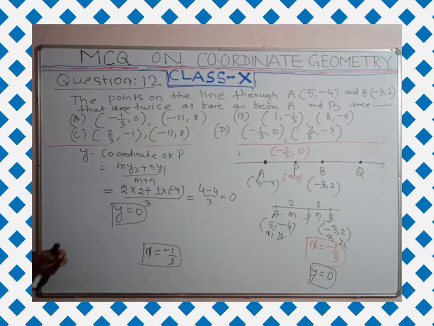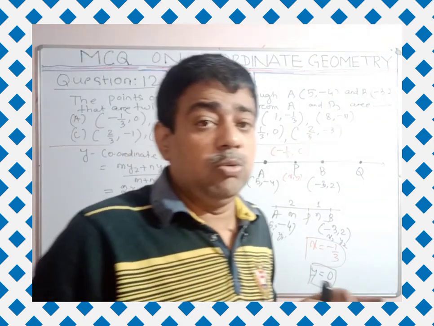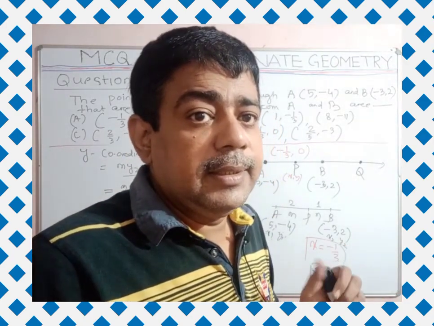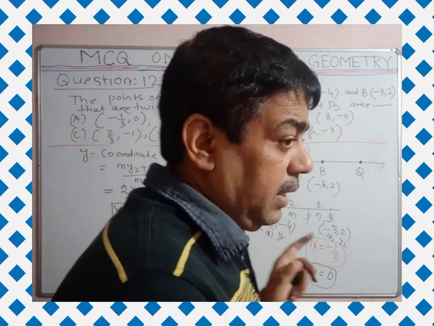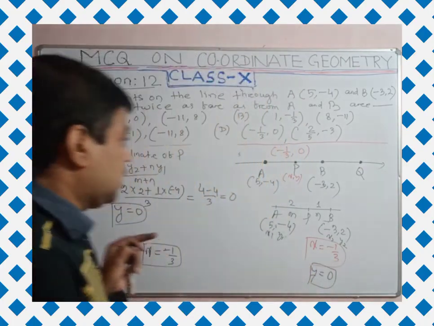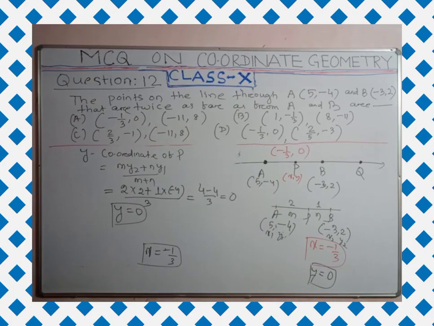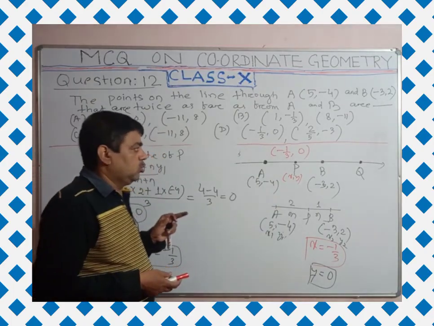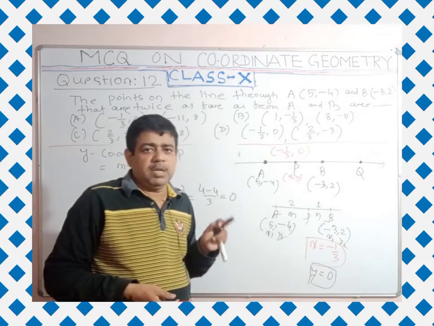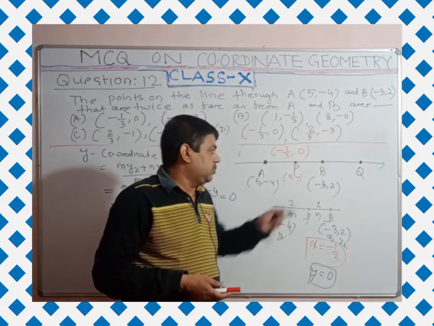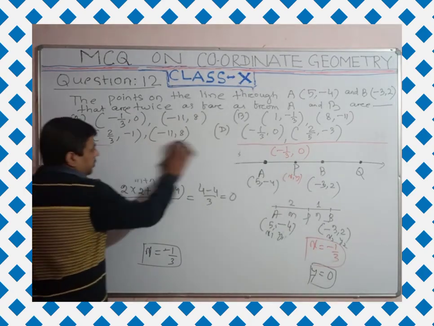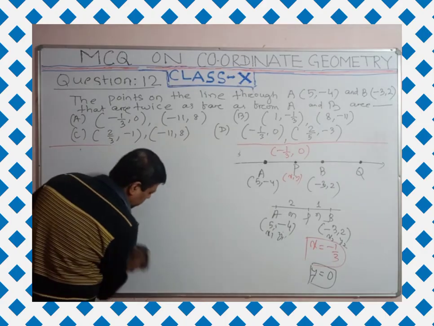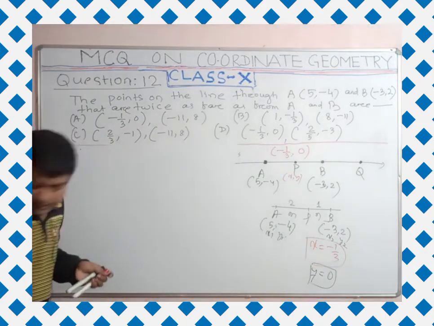Student, there is another point also, the point Q. The point Q lies on the line which divides the line segment AB externally. Understand? And the distance of the point Q from A is twice as far as its distance from the point B. Let's see, look at the figure. Understood this part? We got the coordinate of P. Let's see what is the coordinate of Q.